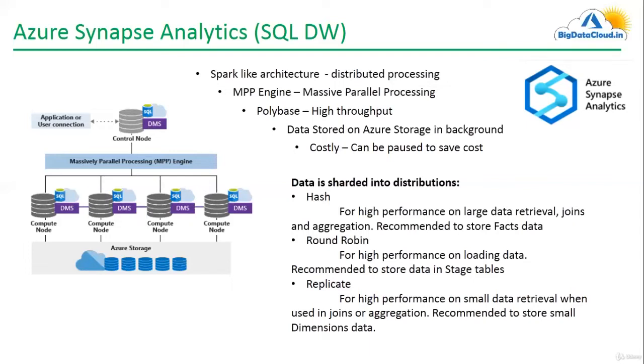Once the job is submitted, the control node takes care of distributing the work to the compute nodes. Compute nodes work individually, separately, and then all the results are combined and passed to the control node. So this entire architecture is actually meant for big data. It's called a massively parallel processing engine. So it is nothing but a kind of Spark methodologies.